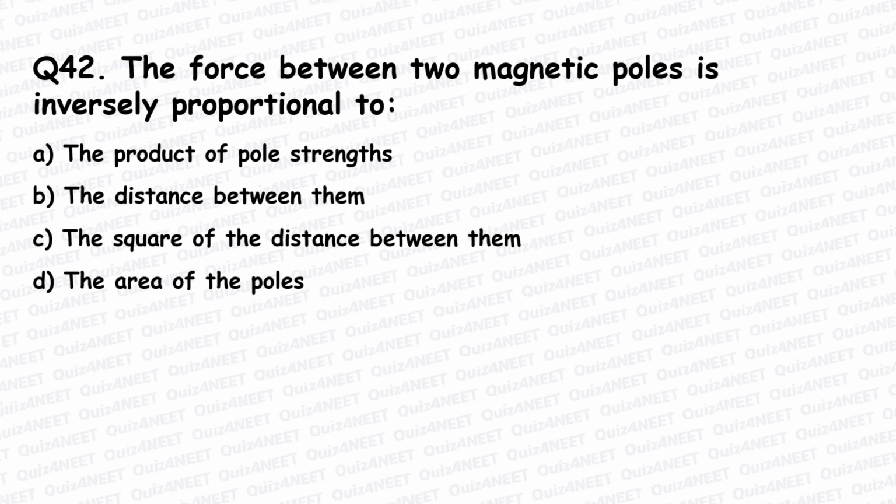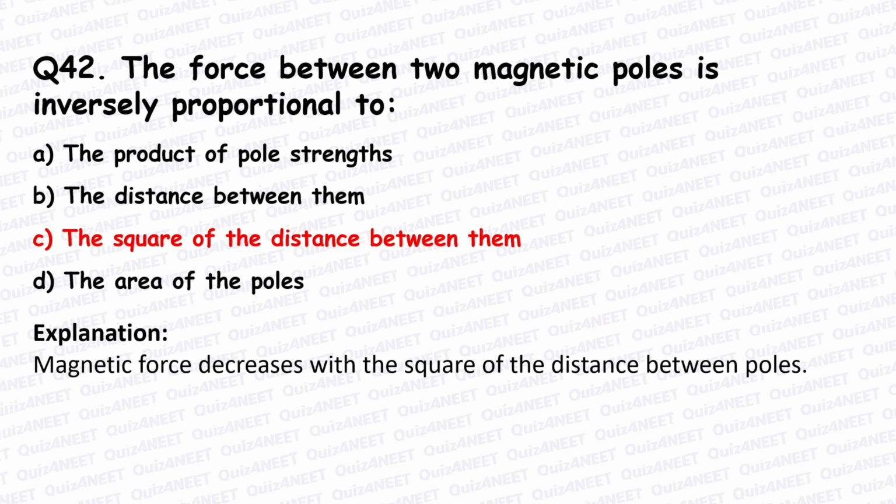Q42. The force between two magnetic poles is inversely proportional to A, the product of pole strengths, B, the distance between them, C, the square of the distance between them, D, the area of the poles. Answer. C, the square of the distance between them. Explanation. Magnetic force decreases with the square of the distance between poles.